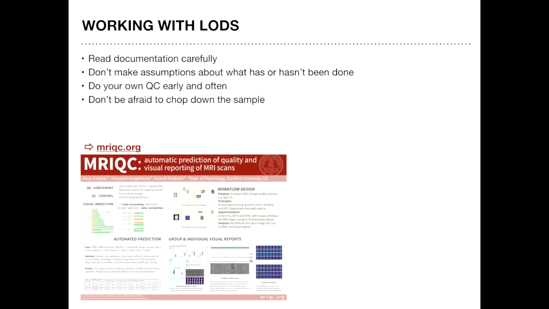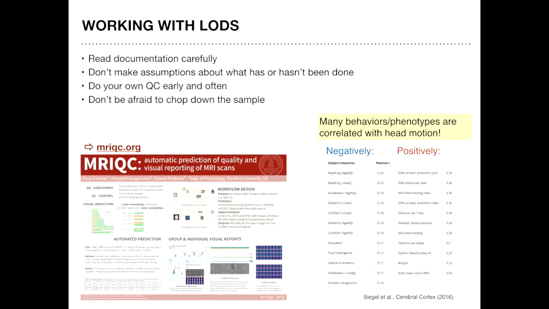Don't be afraid necessarily to chop down the sample to a high quality subset of data. And one thing that we've had experience with in our lab is chopping down the sample to try to mitigate correlations between behaviors and phenotypes that we're interested in and head motion. So many of you are probably aware that head motion poses a pretty big confound, especially for functional connectivity analyses, and unfortunately, many of the behaviors that we care about are correlated with head motion.